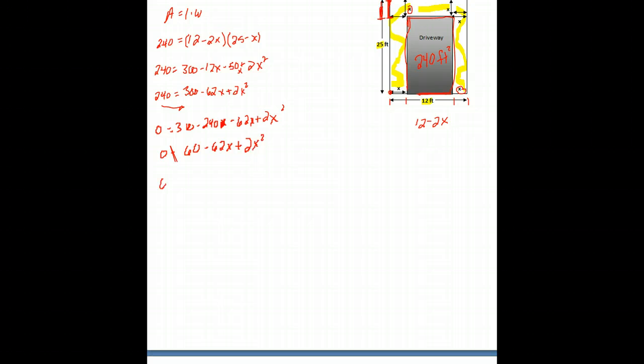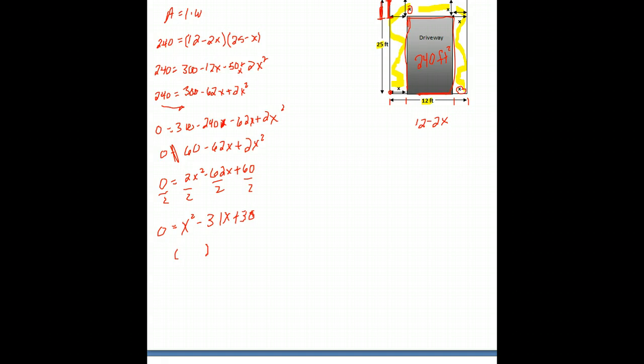Now I'll write this the way you're used to seeing it, with the x squared term first, then the 62x and 60. It won't make any difference to how it's solved, but you may find it easier to look at this way. Now you could use the quadratic equation. What I'm going to do here is factor first. I can remove a common factor 2, so everything is divided by 2. So x squared minus 31x plus 30.